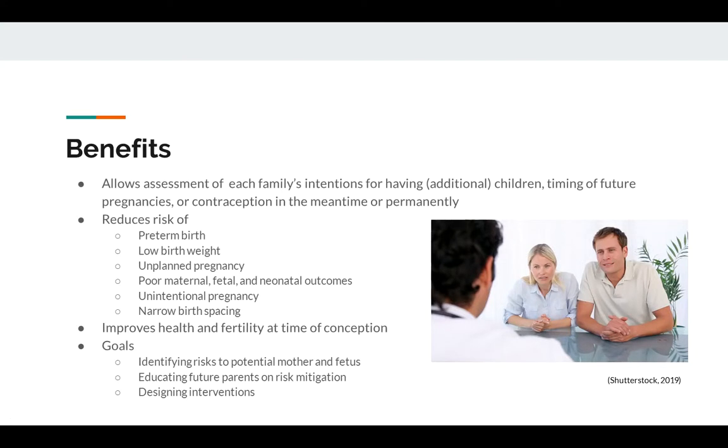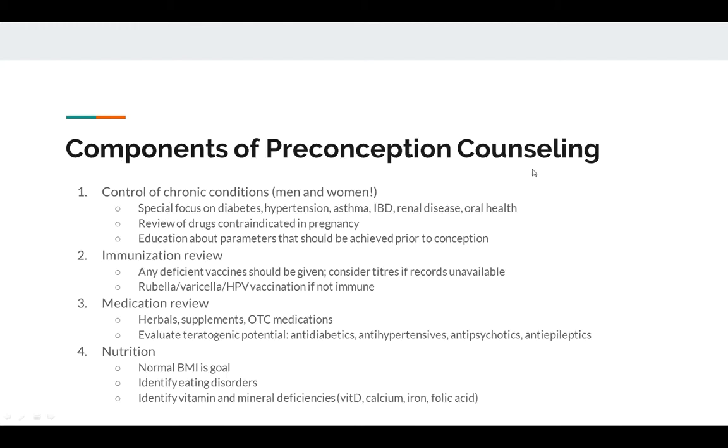The major goal is to identify the social, biomedical, and behavioral risks that would impair a healthy pregnancy, and then address those risks so that a patient can have a healthy pregnancy, or to make sure that the patient is not going to accidentally have a pregnancy that is not what they want or what would be healthy for them. We do know that it's helpful in reducing preterm birth, low birth weight, unplanned pregnancy, poor outcomes, and narrow birth spacing. So there's a lot of components.